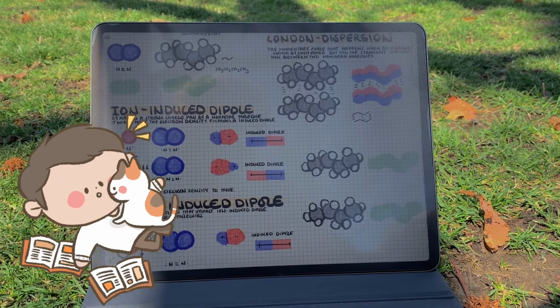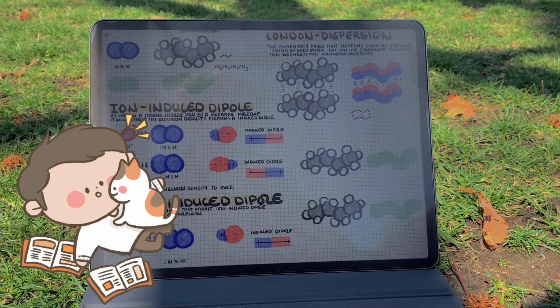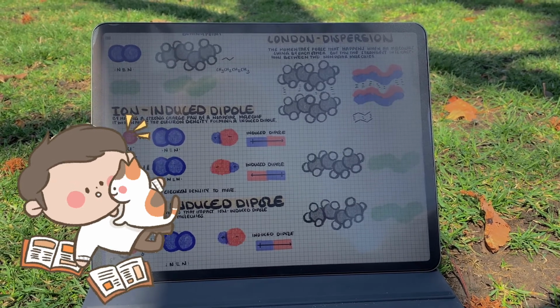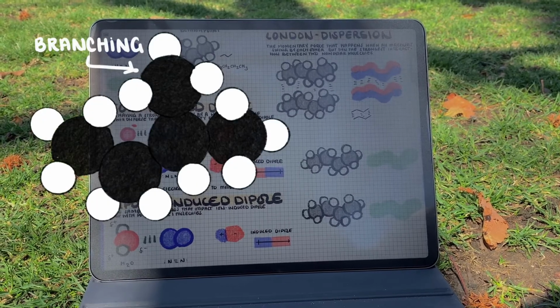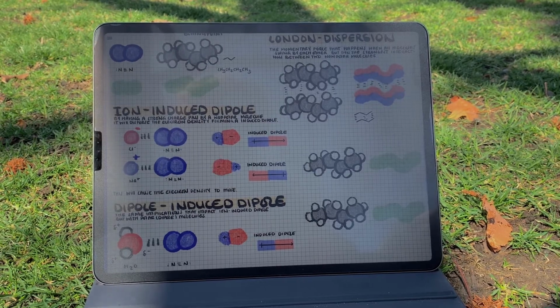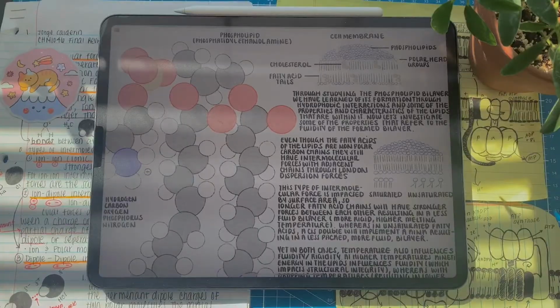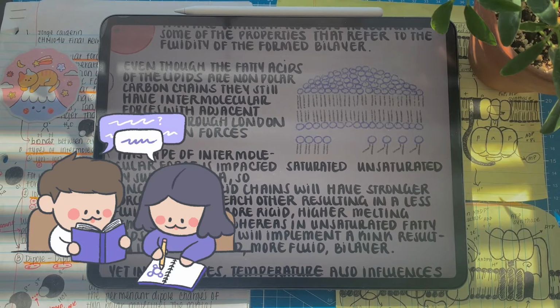Since this instantaneous dipole within the nonpolar molecule is dependent on the distance and surface area the two molecules can interact between, longer, less branched carbon chains will have stronger London dispersion forces between each other, which will also result in a higher boiling point. This is important to our lipid bilayers. When analyzing the lipid interactions, longer saturated carbon chains in the tails of lipids will have stronger forces between each other than lipids that contain unsaturated chains, all because of dispersion forces.